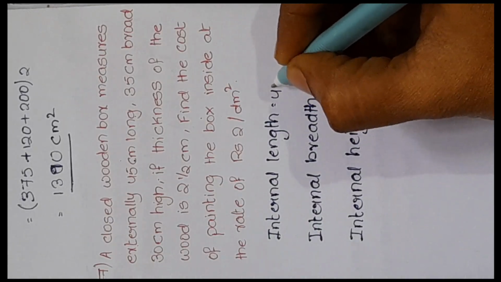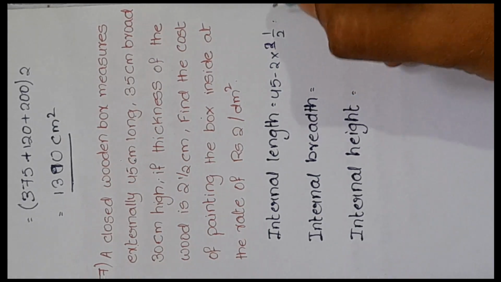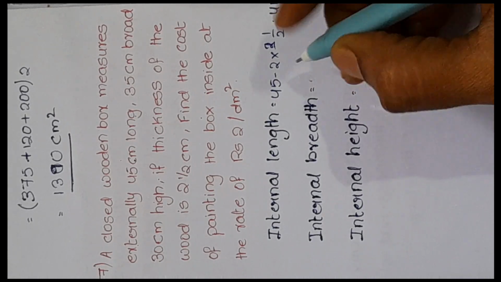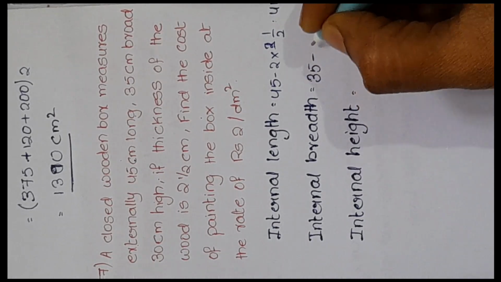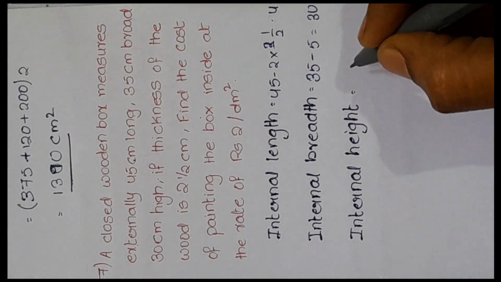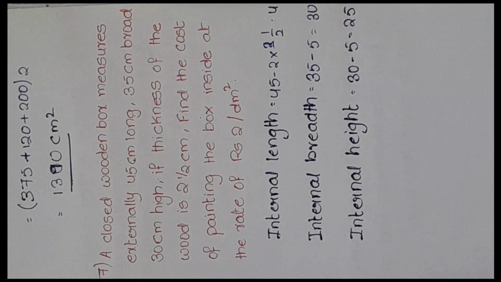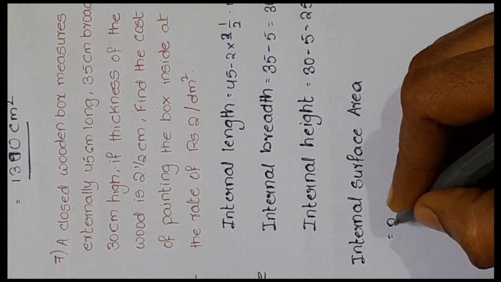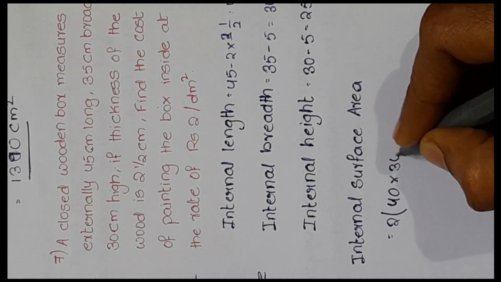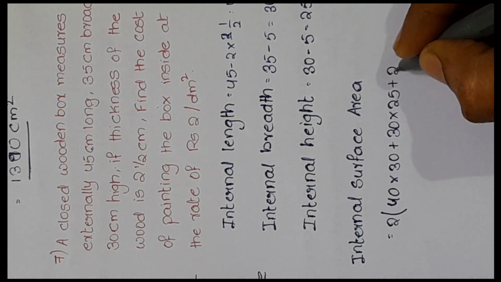Internal length is 45 minus 2 into 1 by 2, which is equal to 44. And internal breadth is 35 minus 5, which is equal to 30. Internal height is 30 minus 5, which is equal to 25 centimeters. Now the internal surface area, substituting the values, is 2 into (40 into 30 plus 30 into 25 plus 25 into 40).